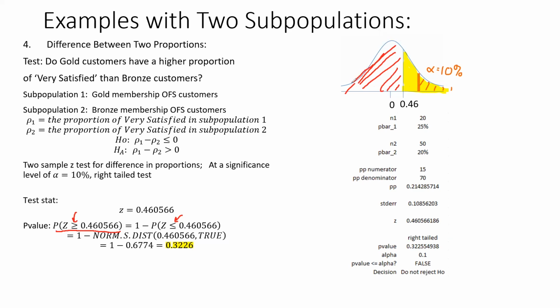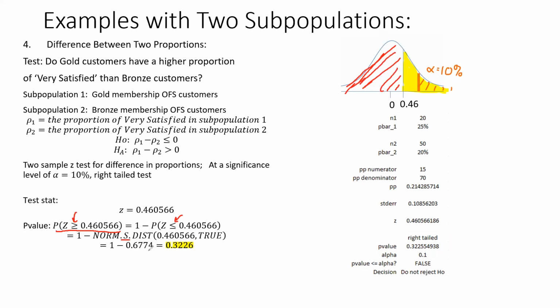Although I know some of you learned that. So we want the area to the left. That area to the left is going to be the probability that any standard normal variable z is less than or equal to 0.46. So 1 minus the NORM.S.DIST of that number, with true, will give us the red lines I wrote here.